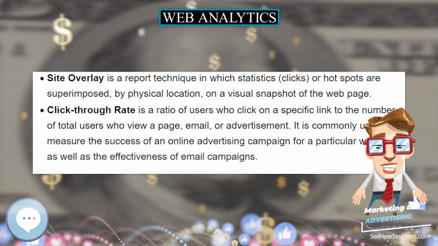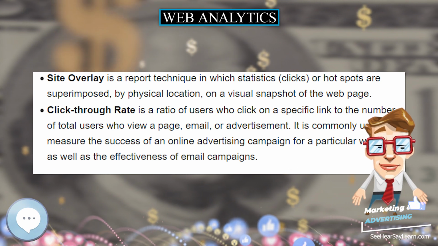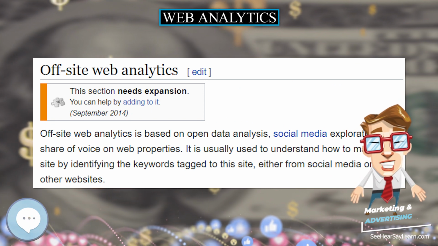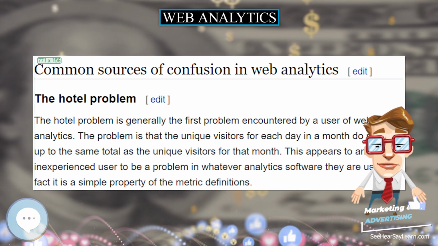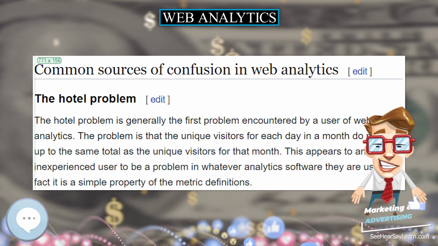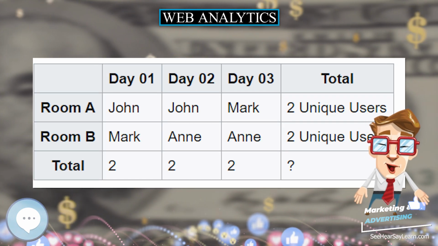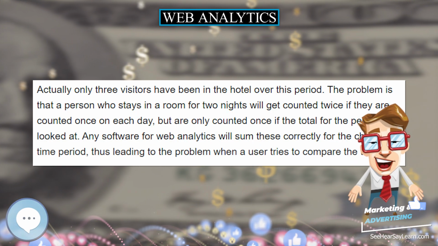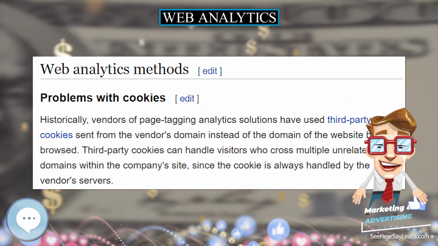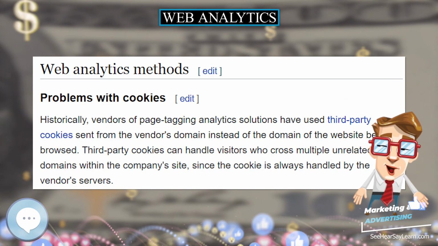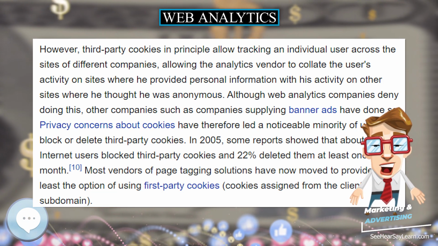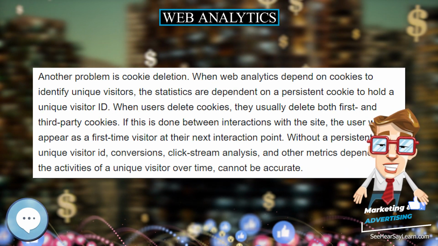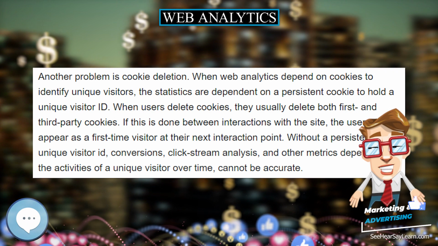Web analytics methods. Problems with cookies. Historically, vendors of page tagging analytics solutions have used third-party cookies sent from the vendor's domain instead of the domain of the website being browsed. Third-party cookies can handle visitors who cross multiple unrelated domains within the company's site, since the cookie is always handled by the vendor's servers. However, third-party cookies in principle allow tracking an individual user across the sites of different companies, allowing the analytics vendor to collate the user's activity on sites where he provided personal information with his activity on other sites where he thought he was anonymous.